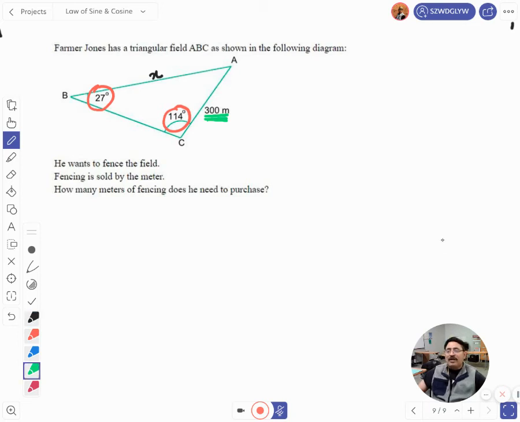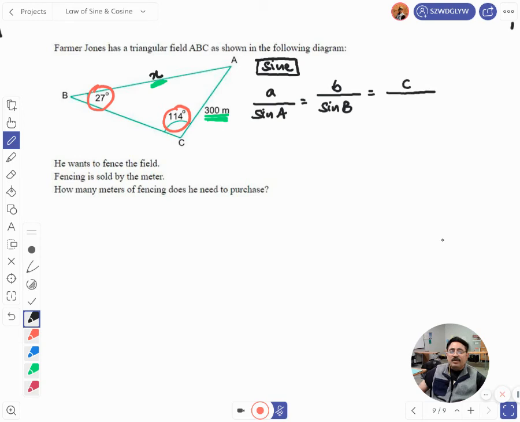Now I see that two sides and two angles, right? Therefore, two sides and two angles means you know that you have to use the sine rule, law of sine, right? Therefore, it is A over sine A, then B over sine B equals C over sine C. So let's plug in these values.